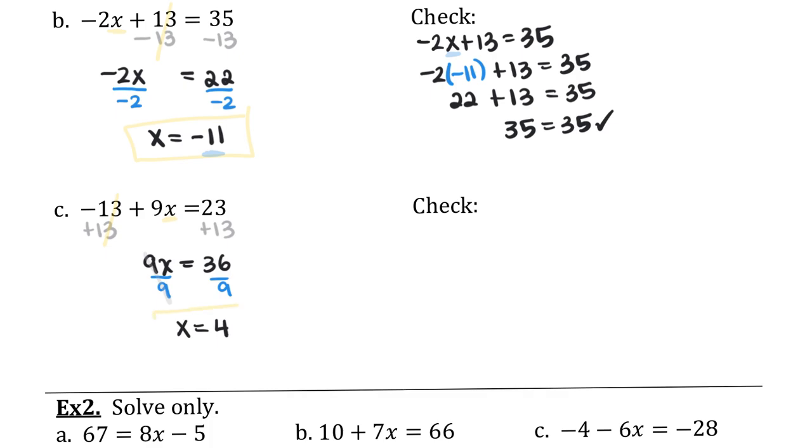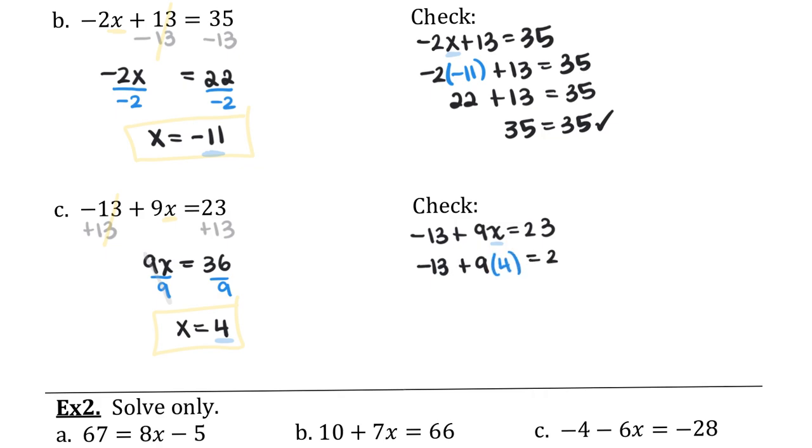Okay, and even though I'm pretty confident in my answer, I'm going to check it because it asked me to check it. Okay, again, you don't have to recopy the equation every time, but you need to make sure you're plugging into the original equation. So where the x is, I'm going to plug in the answer I got, which is 4. So negative 13 plus 9 times, not x, 4, is 23.